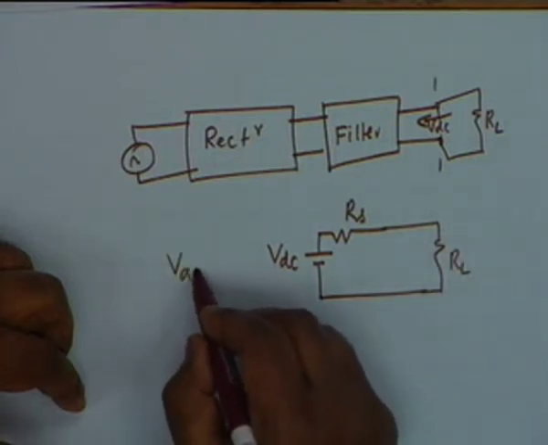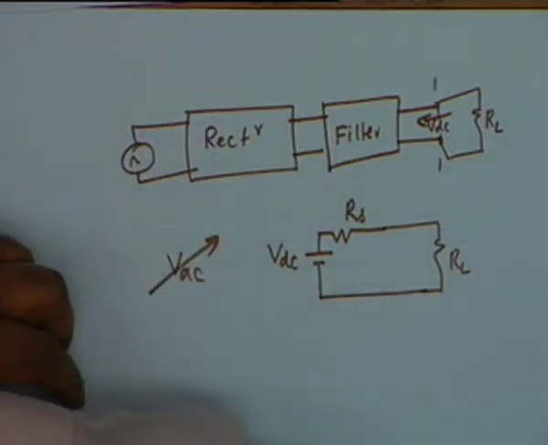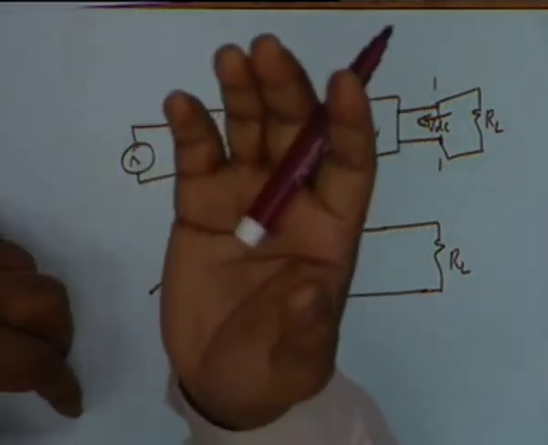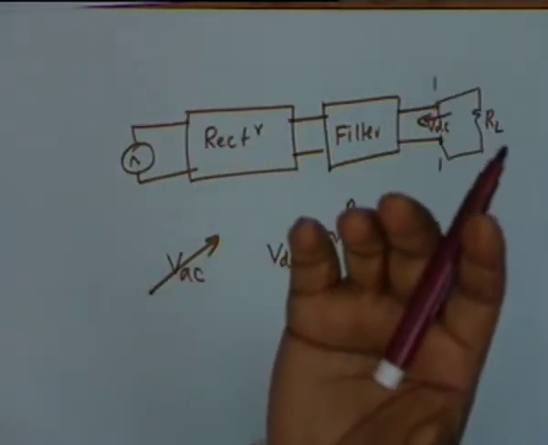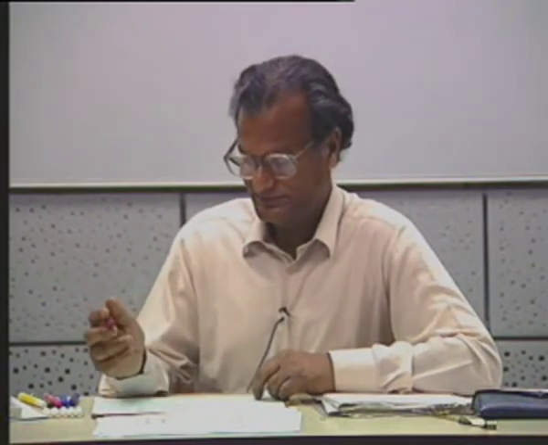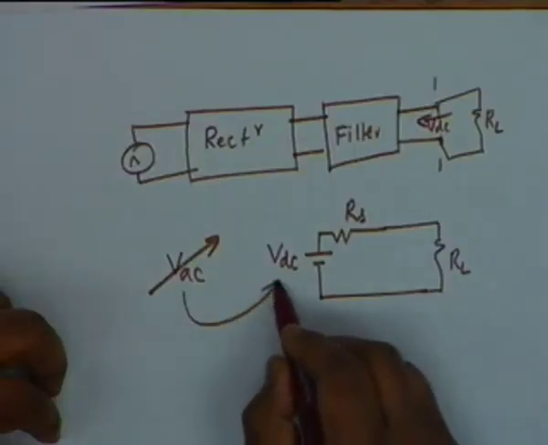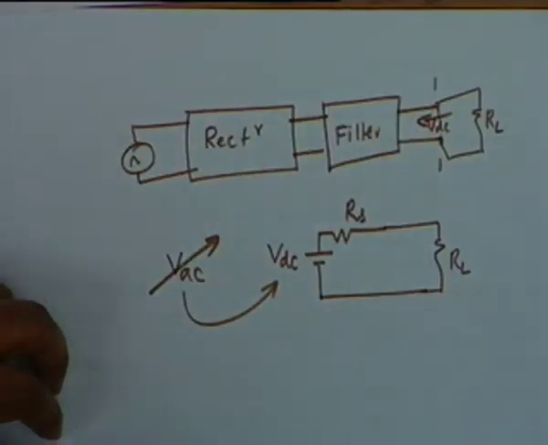Now if VAC changes, if the line voltage fluctuates, which is a very common and unpopular phenomenon in Delhi and the rest of India, the line fluctuates from anywhere between 190 to 400 volts, then obviously VDC shall also change. VAC shall cause a change in VDC.